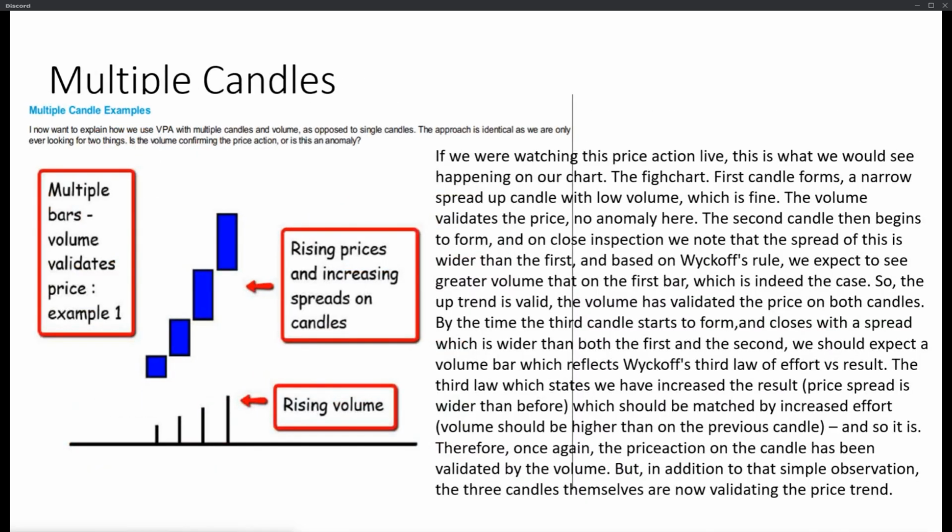Multiple candles. So if you look at this, when you have multiple candles and the price is rising up, what we want to see is, as the body size and the candle size increases, we want to see the volume also picking up. Does this make sense so far, or are you guys lost?